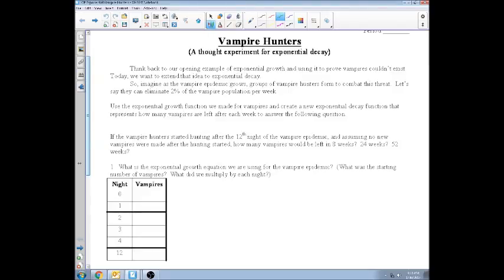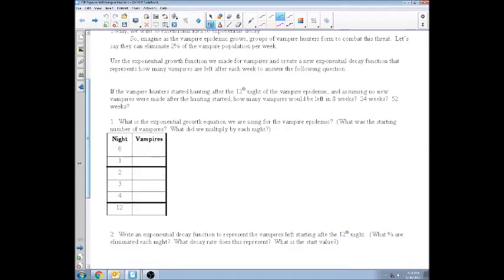Use the exponential growth function we made for vampires and create a new exponential decay function that represents how many vampires are left after each week to answer the following question. If the vampire hunters started hunting after the 12th night of the vampire epidemic, and assuming no new vampires were made after the hunting started, how many vampires would be left in 8 weeks, 24 weeks, 52 weeks? Alright, so the first thing it told us to do is to use our exponential growth equation from the vampire example that we used the other day.